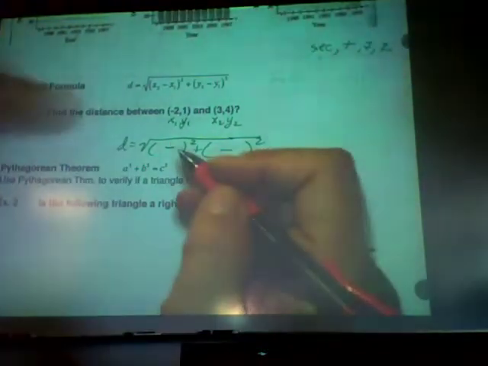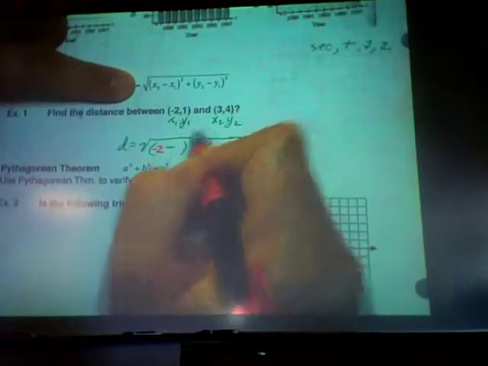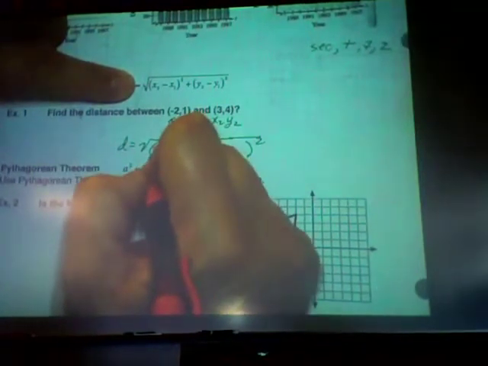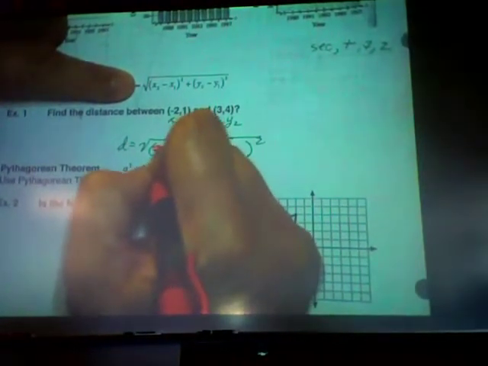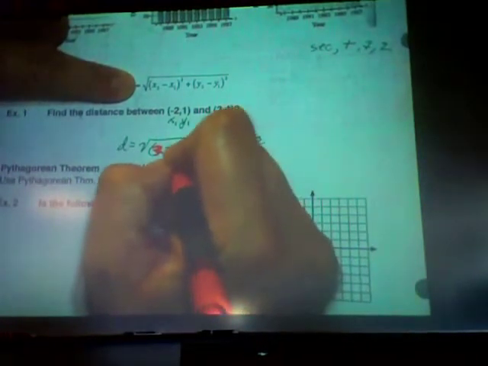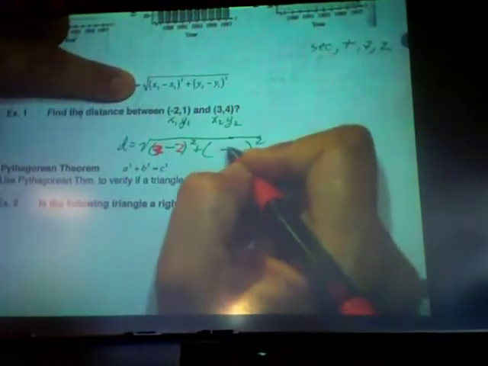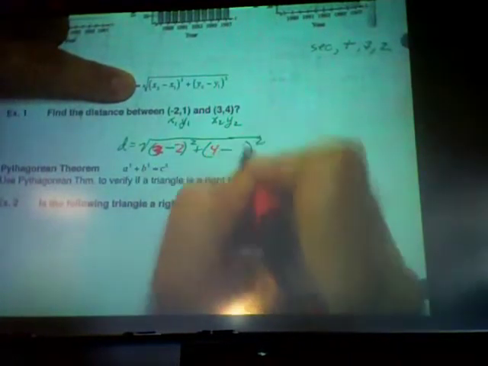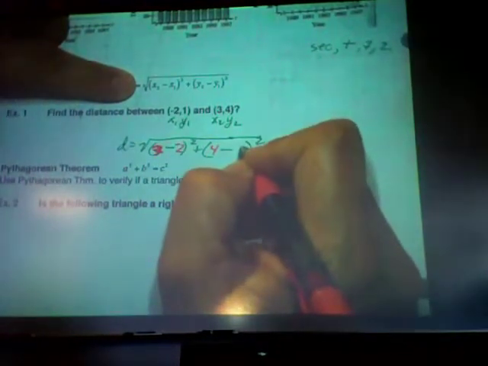And then my x sub 2 is -2. My x sub, whoops, I just said that backwards, and it really doesn't matter. So x sub 2 is 3. My x sub 1 is -2. My y sub 2 is 4, and my y sub 1 is 1.